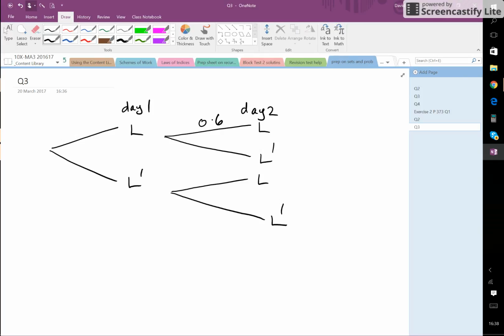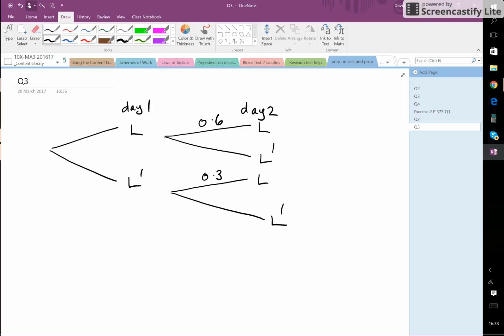Okay, but 0.3 if it was not late the day before. So it's not late the day before. That's this arm. That's not late the day before, day 1 in other words. And day 2, the probability of it being late is 0.3. So that's that arm there. So this one is going to be 0.3.